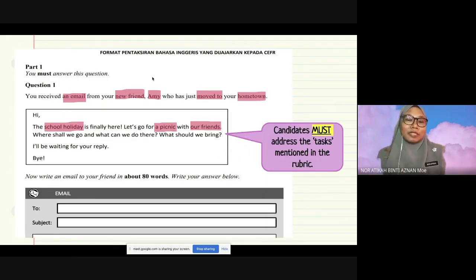This is the one provided by Lembaga Peperiksaan Malaysia, LPM. They have given us the guideline of what we should expect, and how students can visualize what they should expect in learning writing, in attempting the question. So for part 1, the instruction goes, you must answer this question. Question 1. You received an email from your new friend, Amy, who has just moved to your hometown. So this is the question. This is a statement.